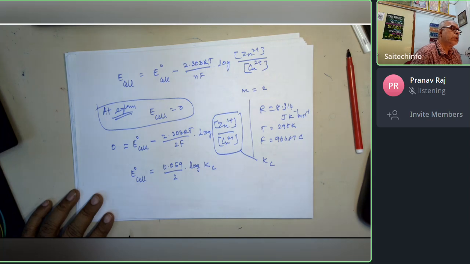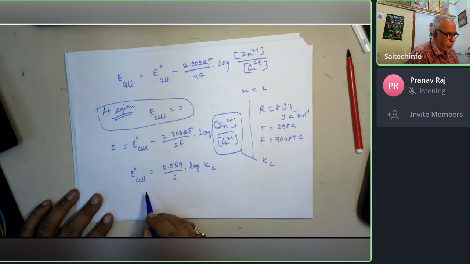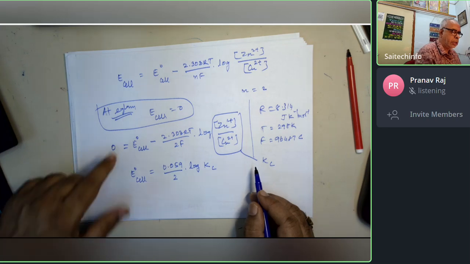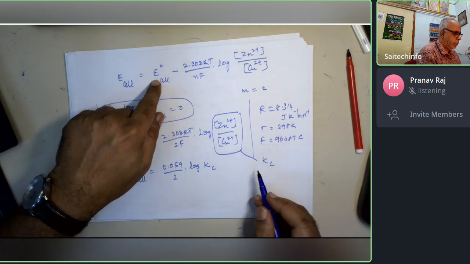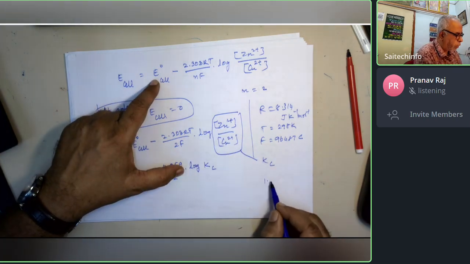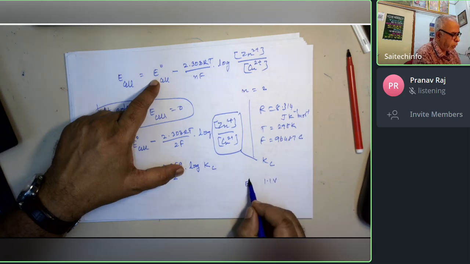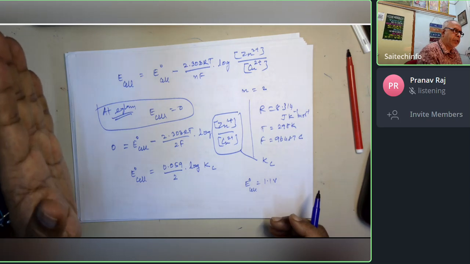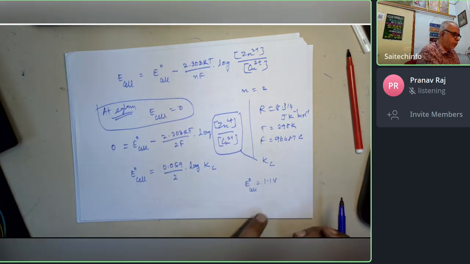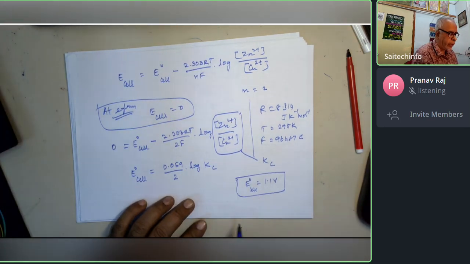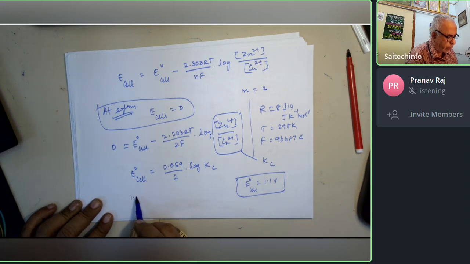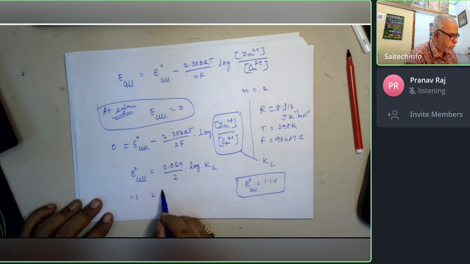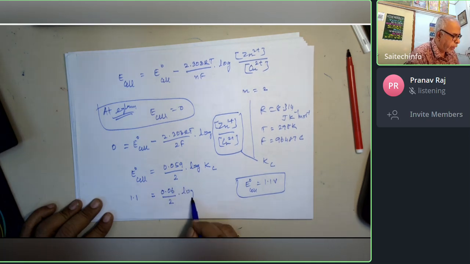Now, for this E naught cell value, it is given as 1.1 volt. That will be given to you. So E naught cell value of this cell, which cell? This zinc and copper electrode cell is 1.1 volt. That is the given value. So you can replace this by 1.1, is equal to 0.06 divided by 2 into log of Kc.